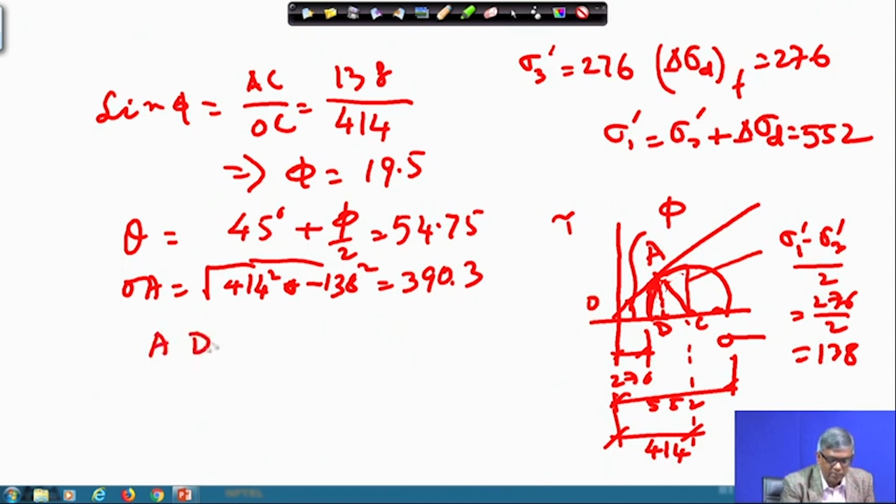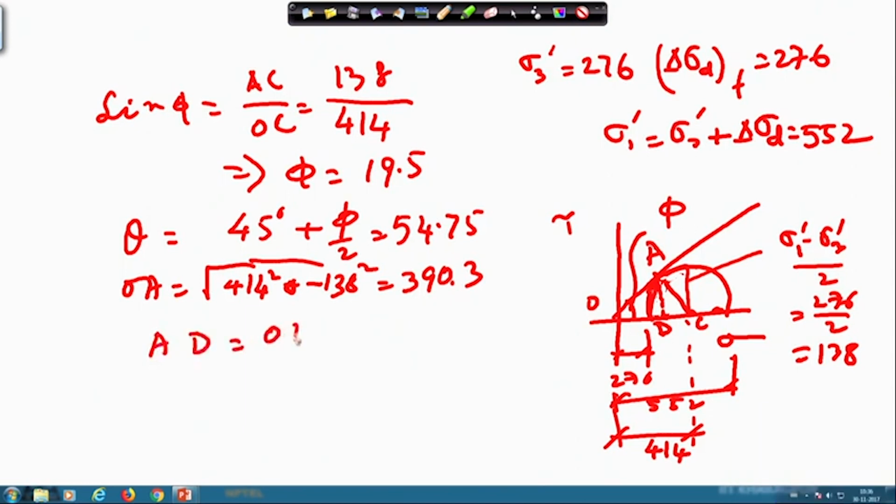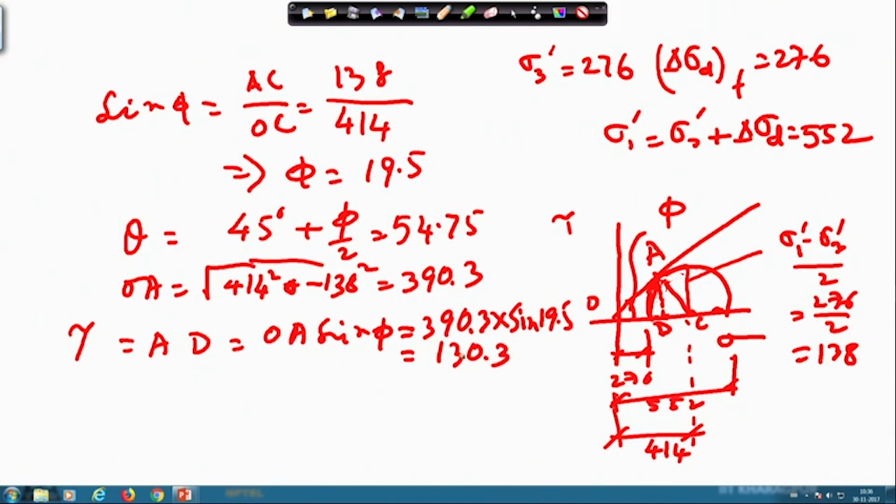And then if I take now the OAD triangle, from there I can write AD equal to OA sin phi, and AD is nothing but the shear stress at this point. So, tau will be OA, which you have already got as 390.3, multiplied by sin 19.5. So, half you are using geometry and half the Mohr circle all together, and this gives you the value equal to 130.3.